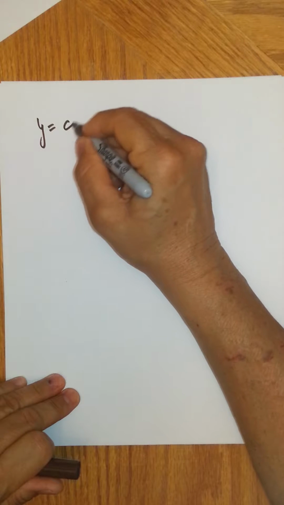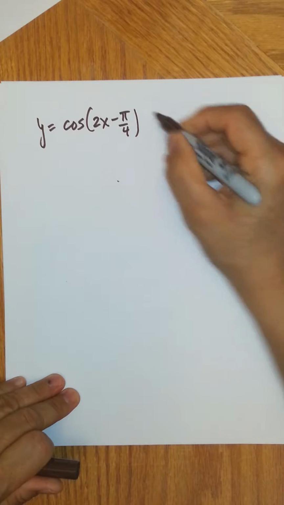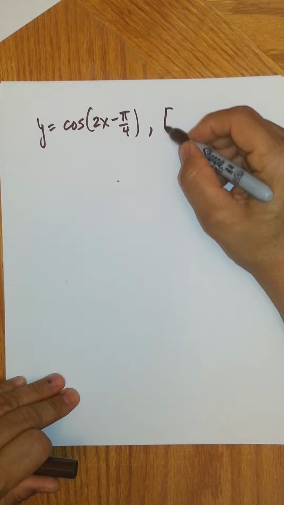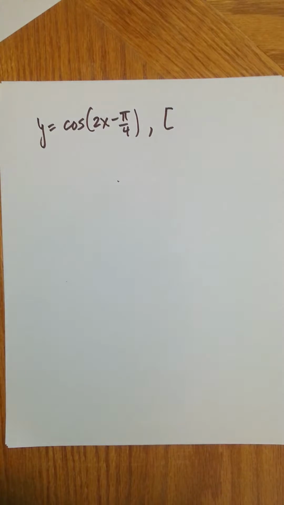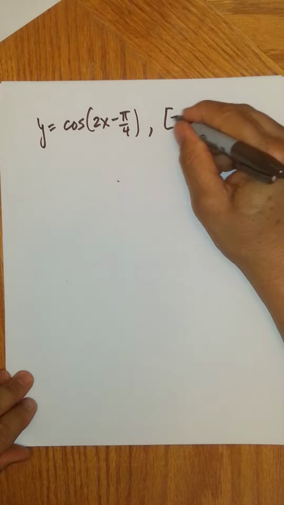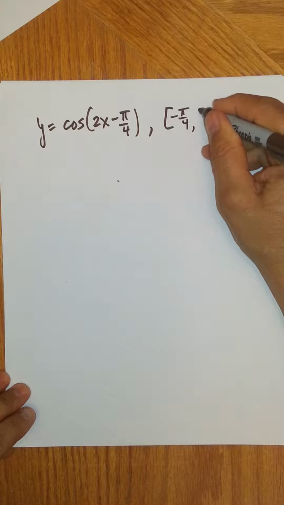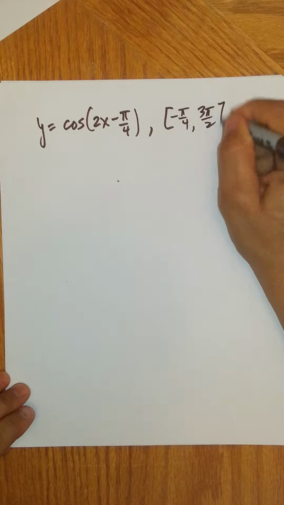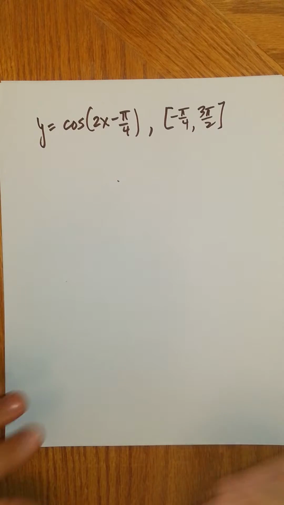Y equals cosine of 2x minus pi over 4. But let's say the directions say that they want to see, this is actually an infinite wave that goes on and on forever, but we want to see that portion that goes from negative pi over 4 to, let's say, 3 pi over 2. Okay? All right, so how do we figure that? Well, we start out with one wave.